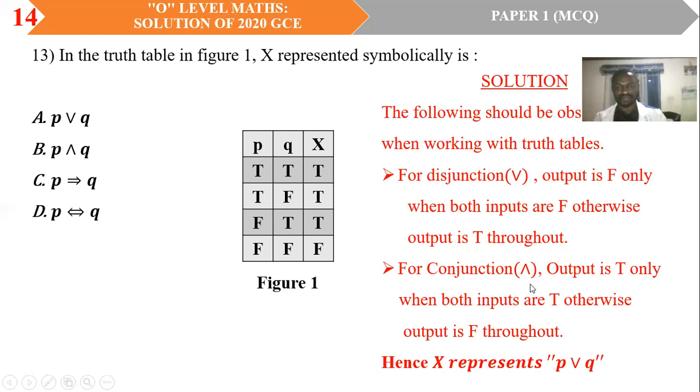For conjunction, that is the and, output is true only when both inputs are true. Otherwise, the output is false throughout. We see that instead, this one is true throughout and false only when both inputs are false. Hence, X represents the disjunction P or Q. Answer A.